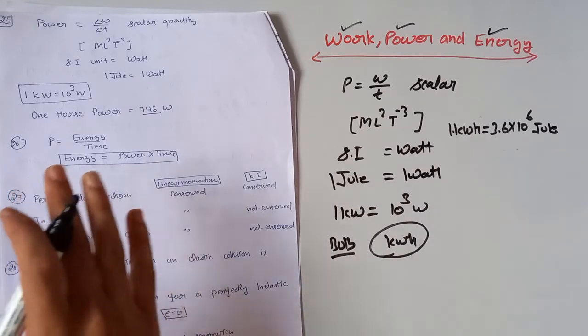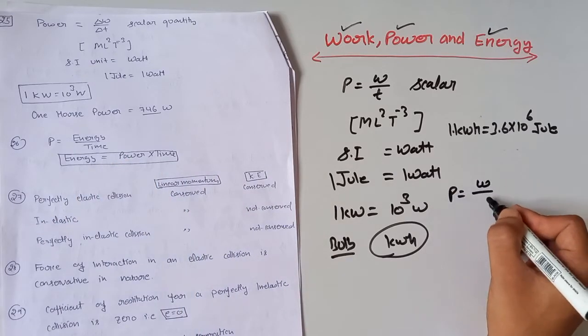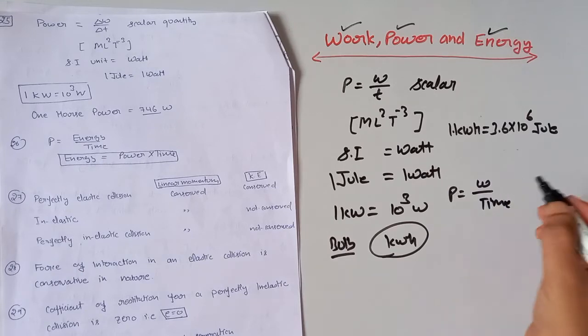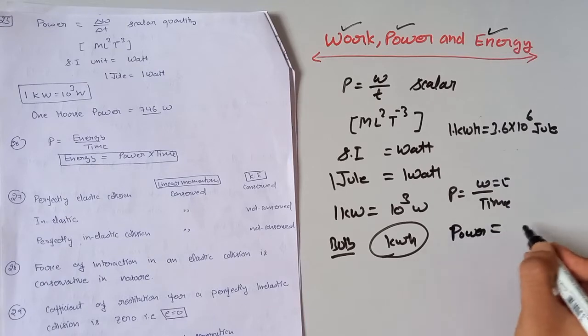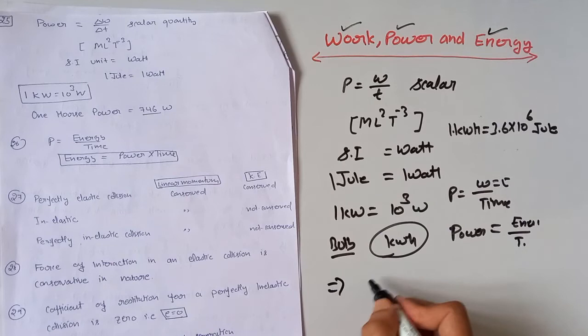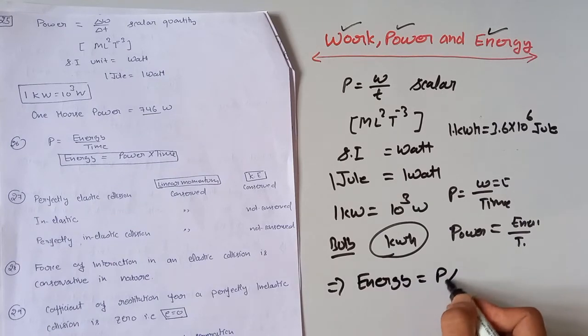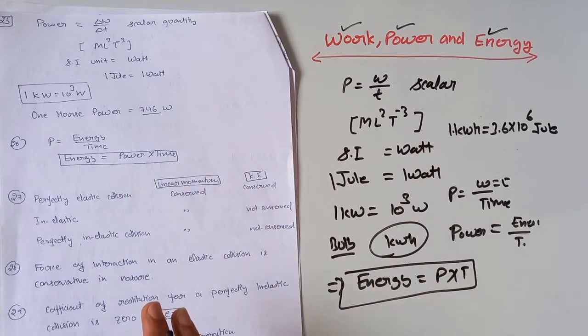Now, power and energy relation. What is power? Power is equal to work divided by time. We know that work is equal to energy, so power is energy divided by time. What does this imply? This implies energy is equal to power into time. This is all about power.